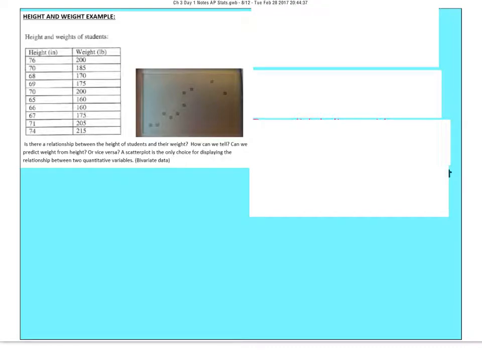How can you tell? Can we predict weight from height or vice versa? A scatter plot is the only choice for displaying this relationship because it's two quantitative variables. Again, that's called bivariate. What I did here is I created a scatter plot, and I'm going to label my axes here. So this is our height. Don't forget to do that in inches. And then this is the weight in pounds.